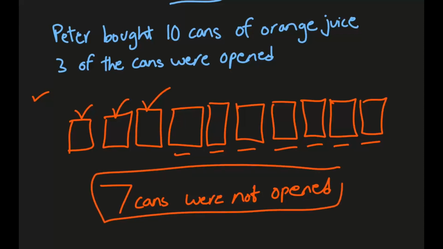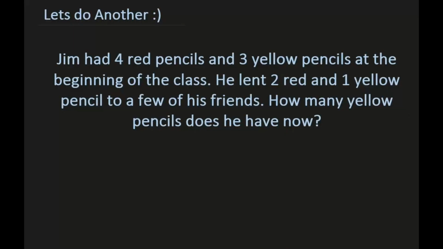Now we will be doing another question. So let's read our question. We know that Jim had 4 red pencils and 3 yellow pencils at the beginning of the class. He lent 2 red and 1 yellow pencil to a few of his friends. How many yellow pencils does he have now?